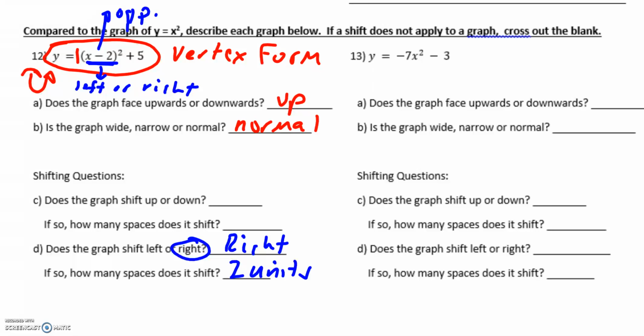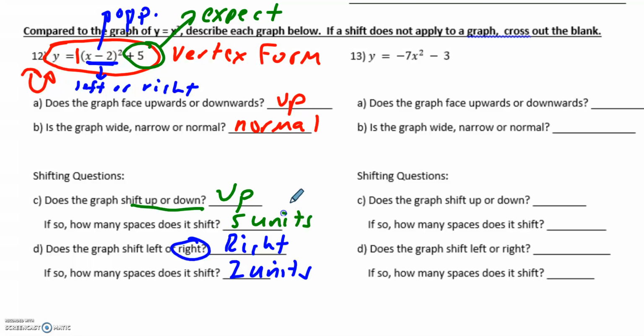Does the graph shift up or down? To determine this, it's the number that's either added or subtracted onto the end. And I'm trying to do it color coordinated here to help you. So because I see a plus 5, the y values do exactly what you expect. So because I see a plus 5, it means that this graph is moving up 5 units.